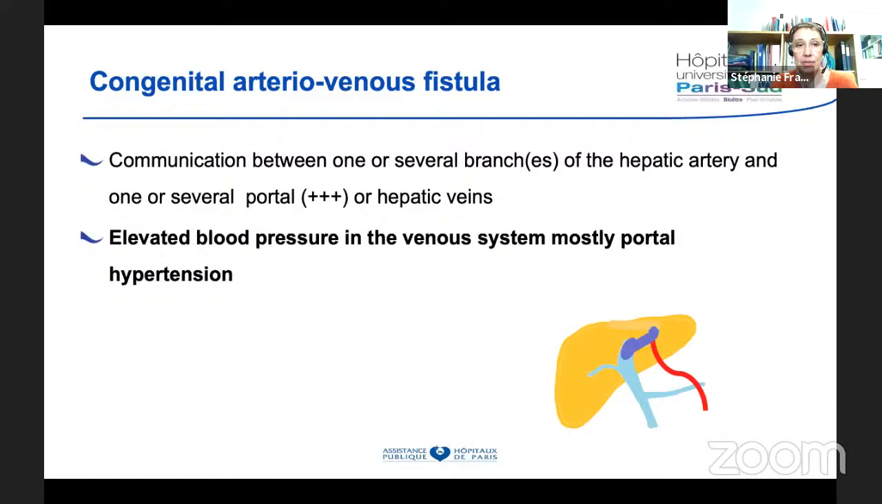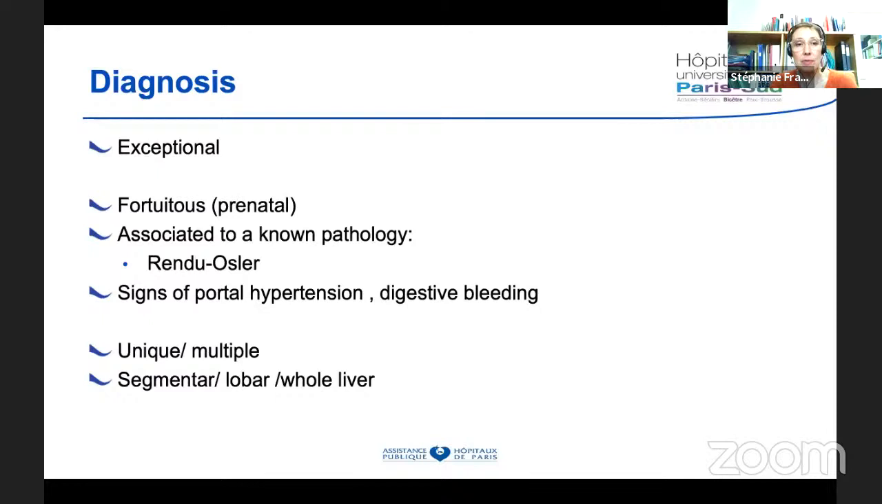The diagnosis is exceptional. It can be fortuitous, sometimes prenatal. It can be associated with a known pathology, especially Osler-Weber-Rendu, or there can be signs of portal hypertension, especially GI bleeding. The fistula can be unique or multiple and can happen in only a small part of the liver or the whole liver.